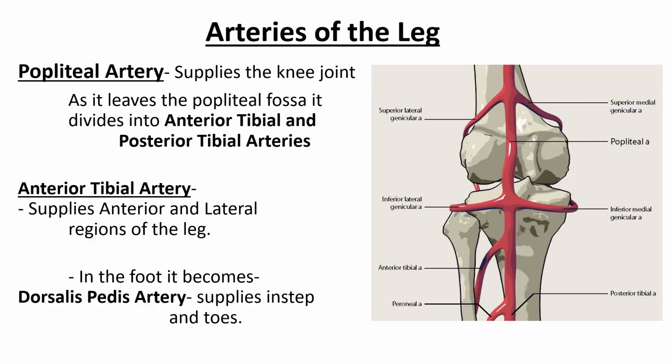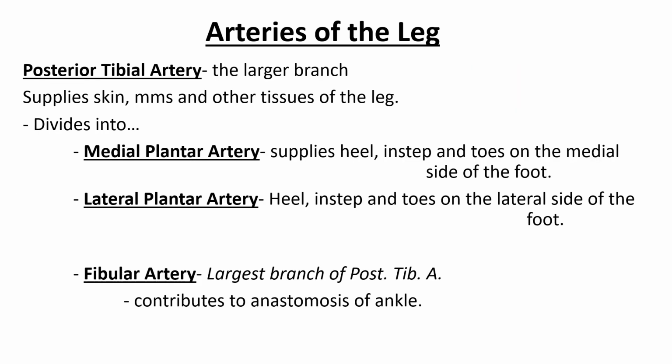All right, so my popliteal artery, backing up just a little bit here, supplies the knee. As it leaves the popliteal fossa, it becomes my anterior tibial and my posterior tibial arteries. Anterior tib supplying the anterior and lateral regions of the leg. In the foot, it's going to become dorsalis pedis, supplying some of the instep and the toes. My posterior tib, the larger of the branches, supplies skin and muscles and other tissues of the leg.